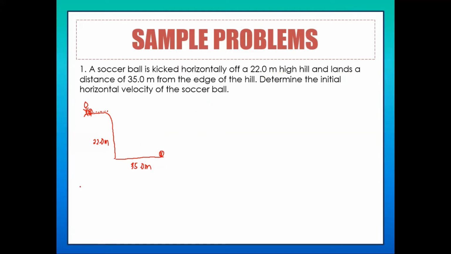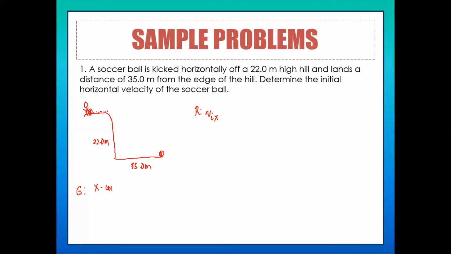Okay, now, for the given, para masagot natin tong required, we are asked to compute for the initial horizontal velocity. So, that is V sub Ix. Bakit V sub Ix? Kasi horizontal sub X. Initial V sub I. Yun naman yun. Because we're referring to velocity. Okay? So, for the given, this is how you do it.